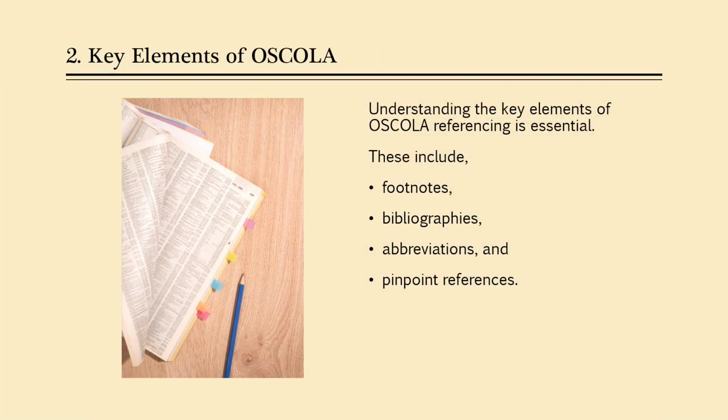Now let's identify the key elements of OSCOLA. Understanding the key elements of OSCOLA referencing is essential. These include footnotes, bibliographies, abbreviations, and pinpoint references. Footnotes provide immediate additional source information and citations within the text itself, while bibliographies list all the sources referenced in the work. Accurate abbreviations and pinpoint references help readers quickly locate specific parts of a source.